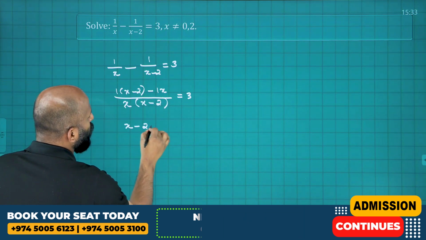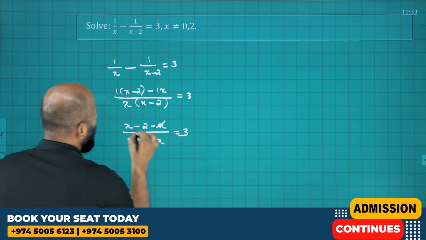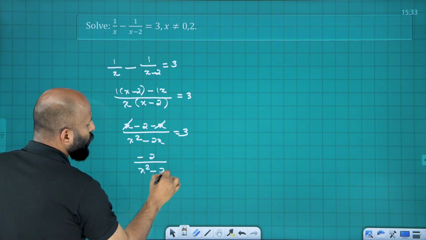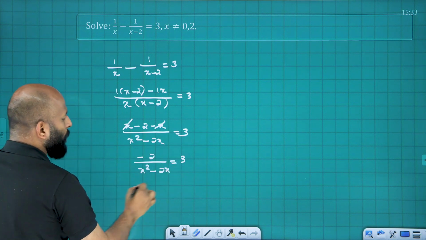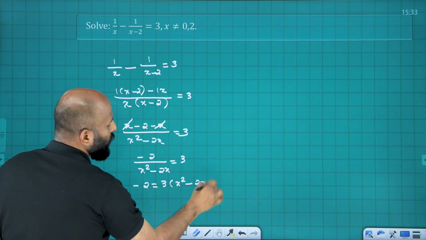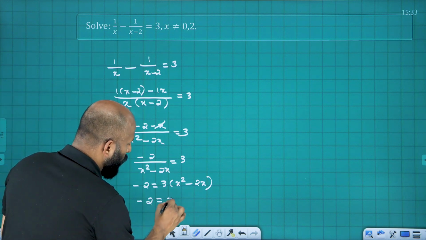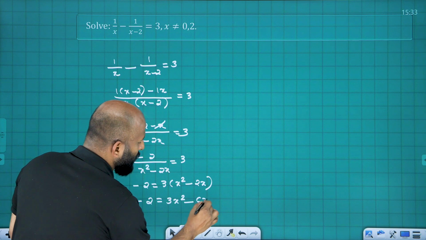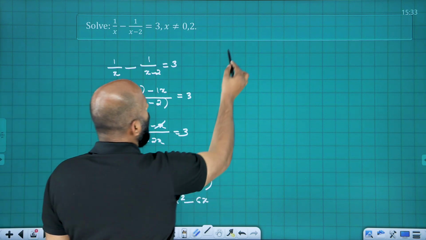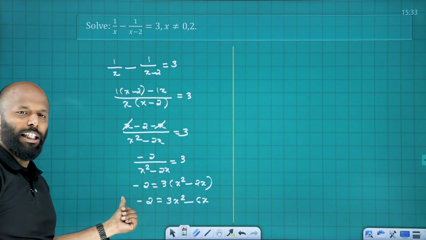We can write x minus 2 minus x divided by x square minus 2x is equal to 3. Then x gets cancelled. Now we will get minus 2 divided by x square minus 2x is equal to 3. Now we can cross multiply. Minus 2 is equal to 3 into x square minus 2x. Now we can open the bracket. That is, minus 2 is equal to 3x square minus 6x. Now when we take minus 2 to the right side, we finally get a quadratic equation.